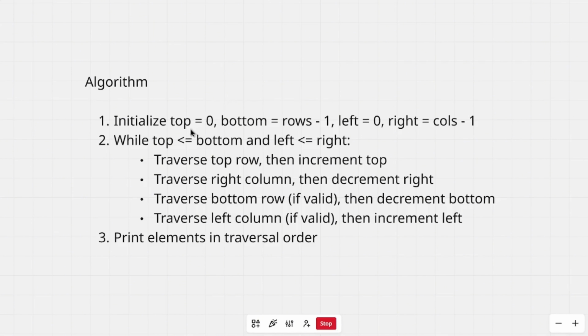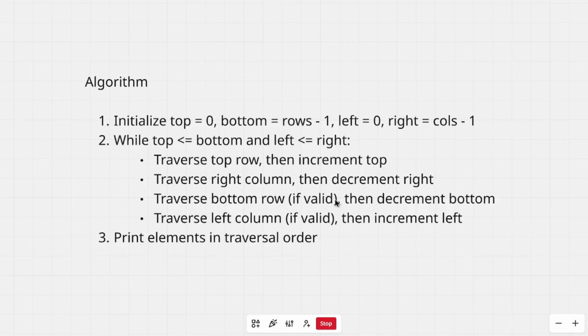And in a while loop, we are checking two conditions: whether top is less than or equal to bottom, and left is less than or equal to right. After checking these conditions, it enters the while loop and traverses the top row, then increments the top value, then traverses the right column, then decrements the right value, and traverses the bottom row.